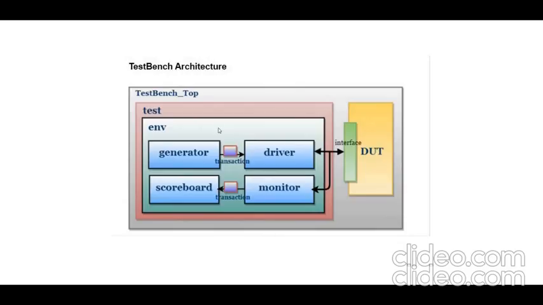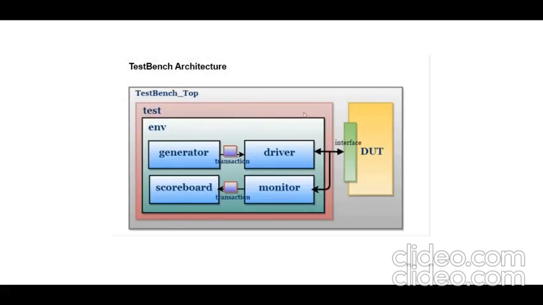Simply, you have a testbench top and three main blocks. First is the test, which is responsible for generating the stimulus. Second is the interface, and third is the DUT. As we all know, the DUT comes from the design team. You get one DUT which you have to verify, and the connection between the DUT and the testbench is done with the help of the interface.